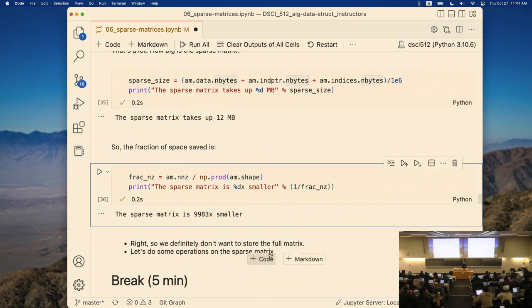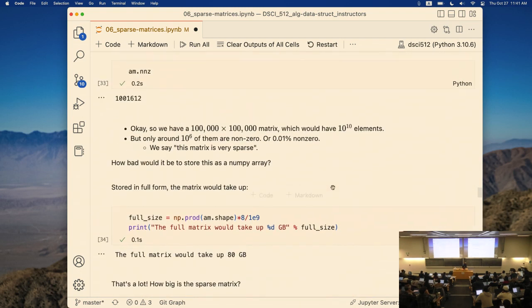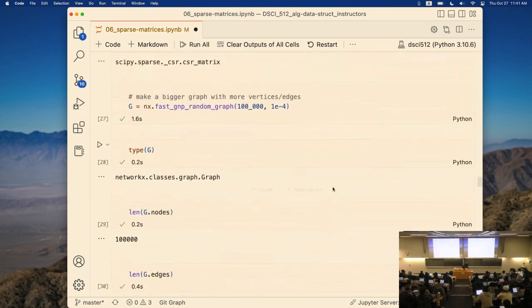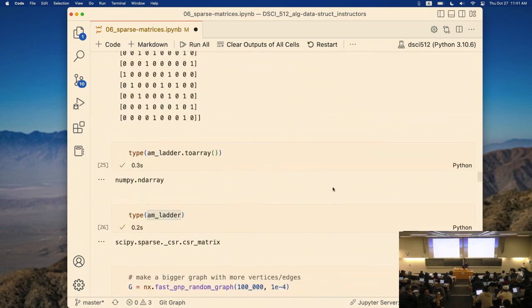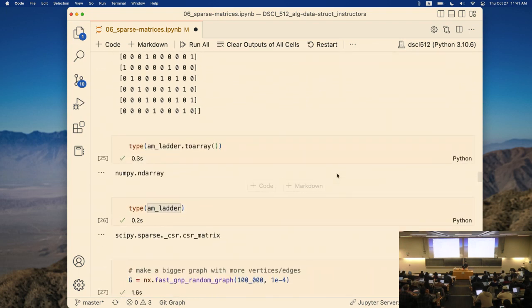We already had the break. Okay, so any questions about the numbers that I've just shown you? Okay, well, we're going to go into a little bit more detail about the specifics of the representation, but just about what we have covered so far. Yes.